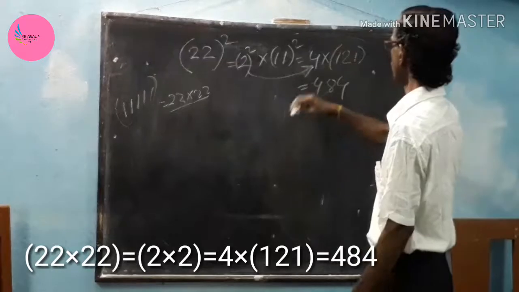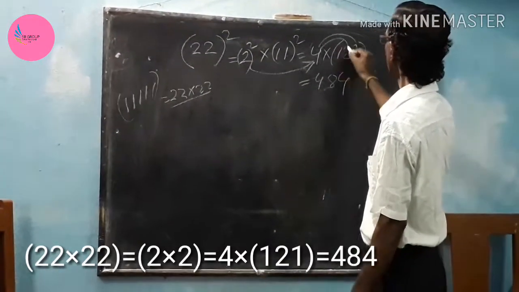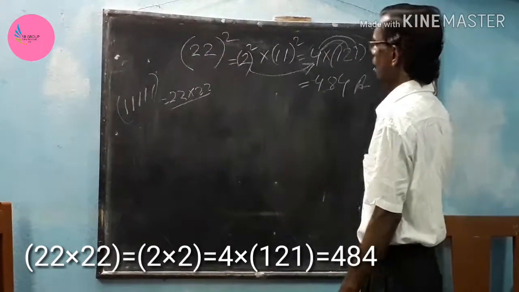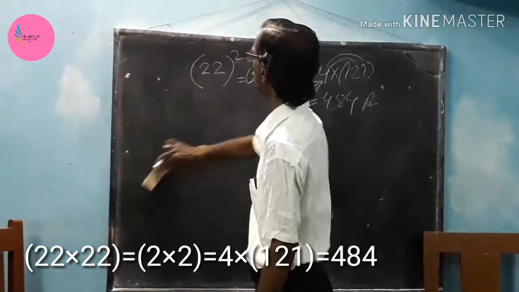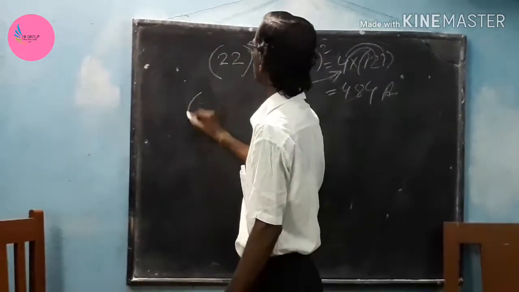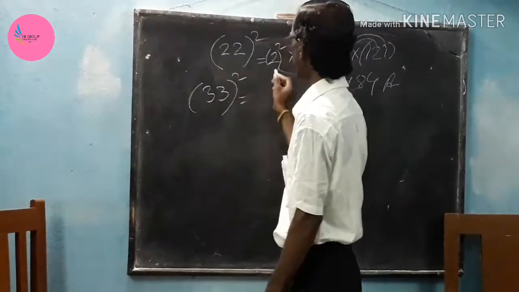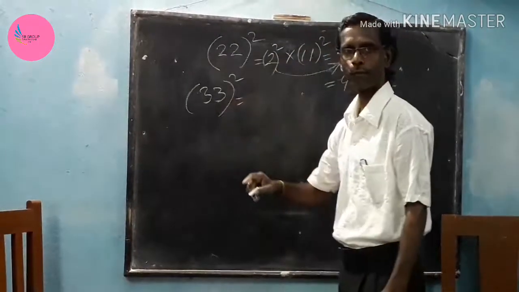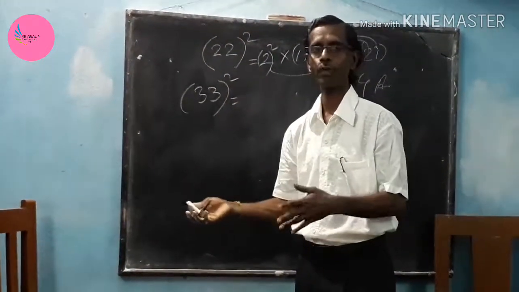Now how will we solve this? 4 ones are 4, 4 twos are 8, and 4 ones are 4, and the answer comes out. And suppose we get 3, how will we solve that one? The same formula. So here is the 3. In that type of formula it can easily be solved, and likewise for 4, 5, 6, 7, 8, 9, 10.